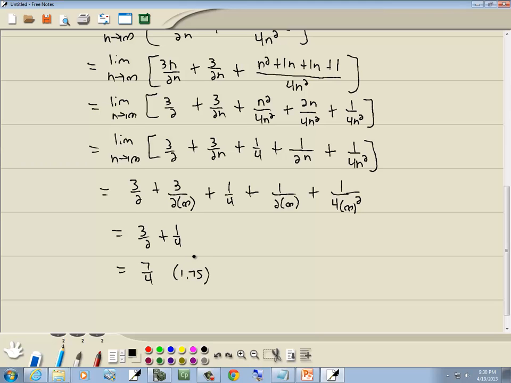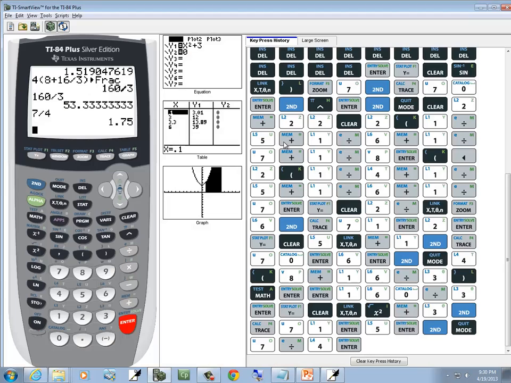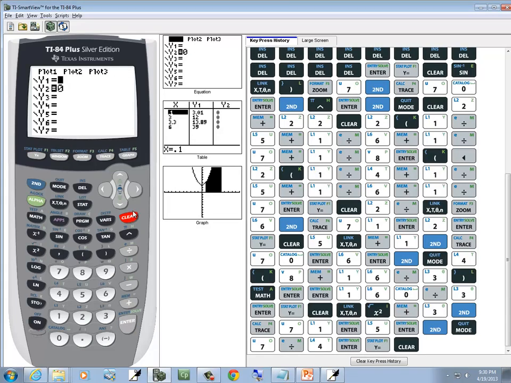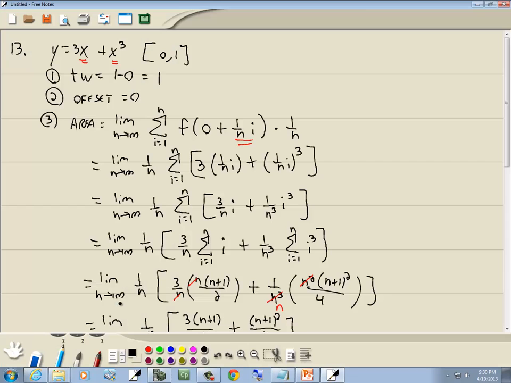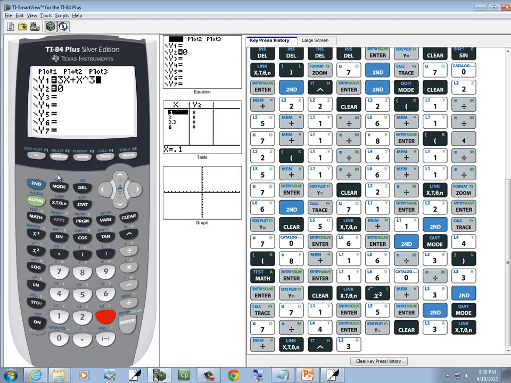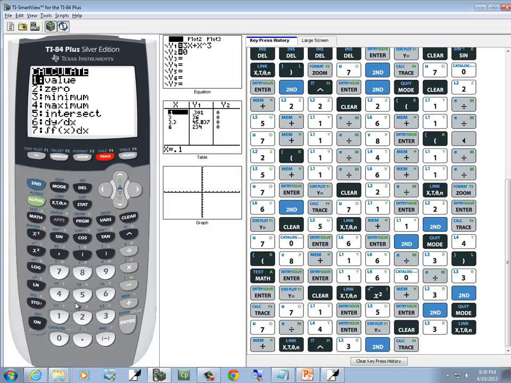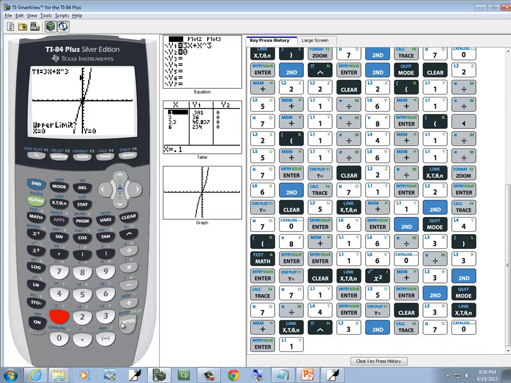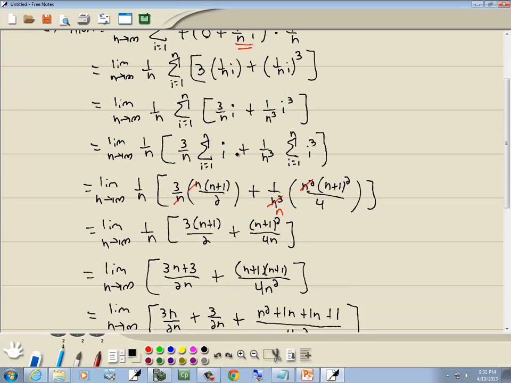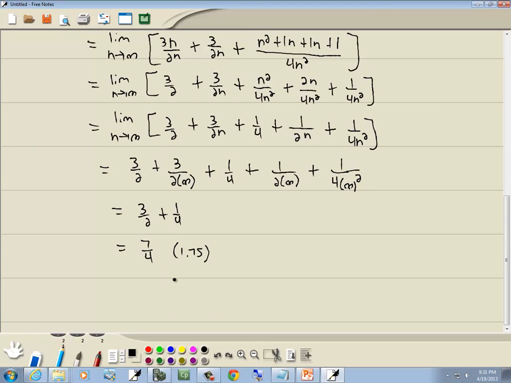Okay, so let's use the calculator and see if I made a math error. So press Y equals, clear. We'll put our function up there, 3x plus x to the third, and then do second trace. Choose number 7, the integration one. Lower limit is 0. Enter. Upper limit is 1. Enter. And we get 1.75. Hard to believe, but I didn't make any math error, at least in that part. Maybe earlier on I did, but not in that problem.